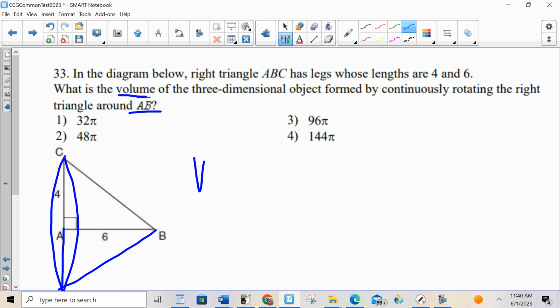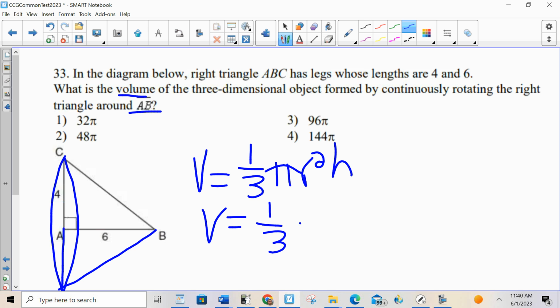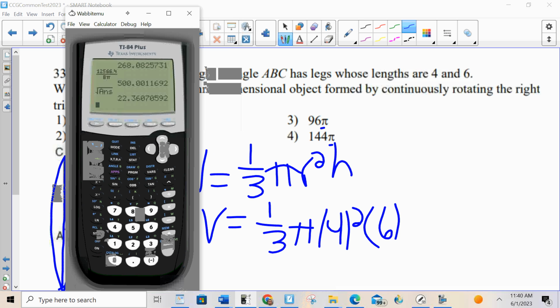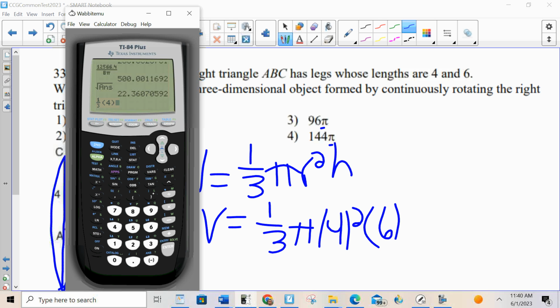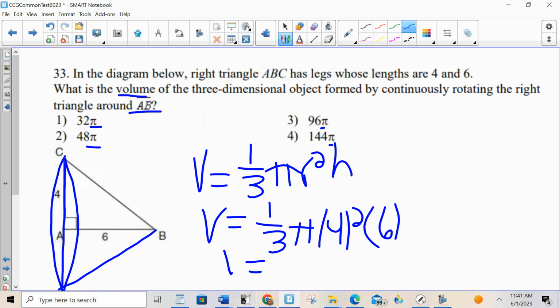Well, I have a cone, so I'm going to write my formula for the volume of a cone, which is on the reference sheet. I'm going to carefully sub my values in. The radius is 4. The height is 6. It wants the answers in terms of pi because there's pi's in the answers, so that means I'm not going to type pi in. I'm going to go alpha y equals enter, 1/3, 4 squared times 6. I got 32 pi.